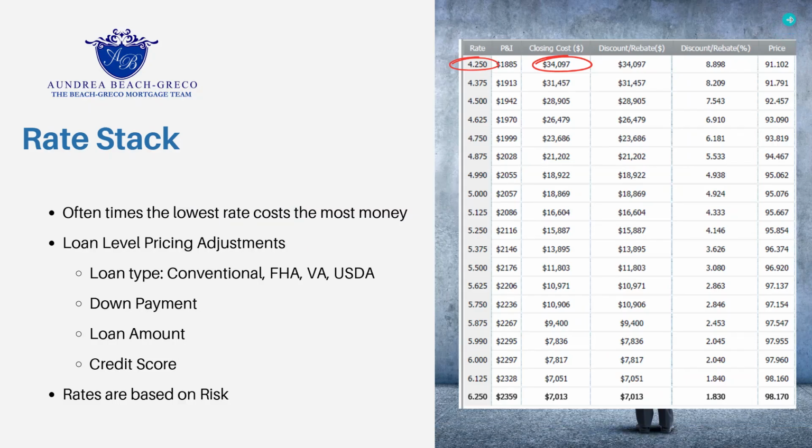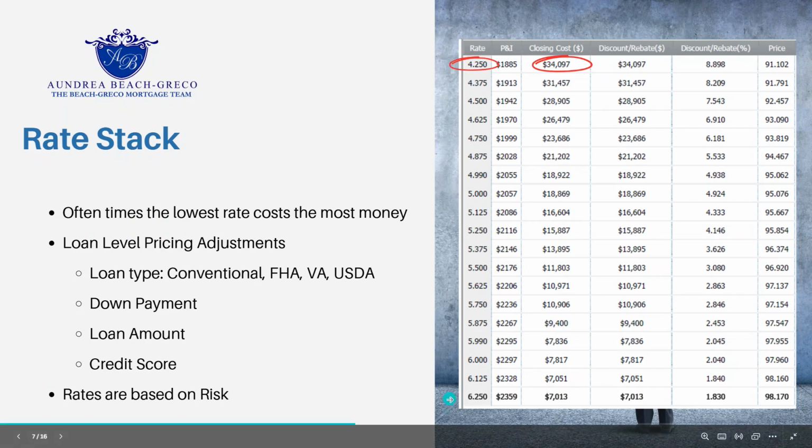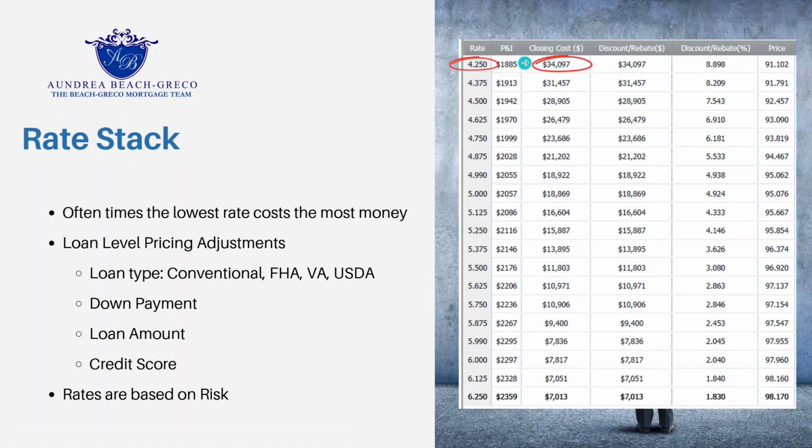Now here's a rate stack. The reason I want to show you this is that oftentimes when you're online or when people talk about rates, the lowest rate comes with the biggest cost. In this particular rate stack, you can see this person here. If they wanted to get a 6.25 mortgage, it would cost them about $7,000. And if they wanted a mortgage at 4.25, it would cost them $34,000.